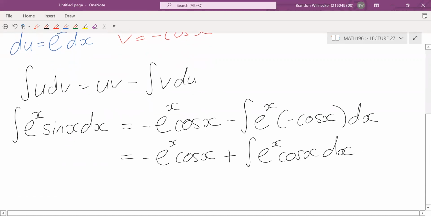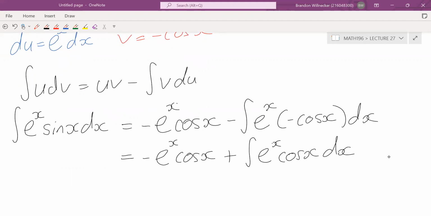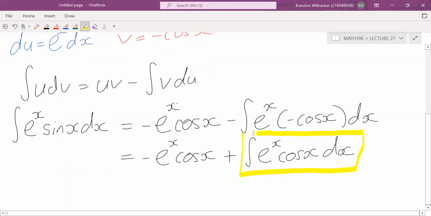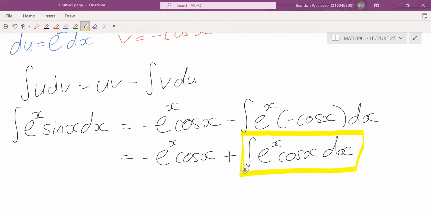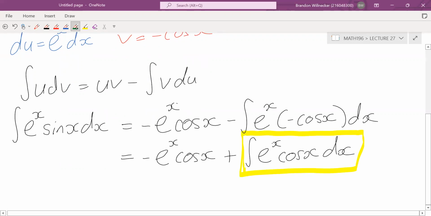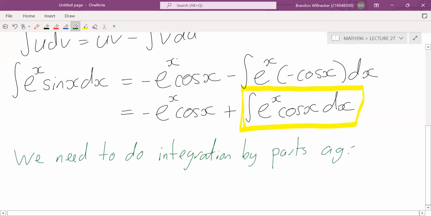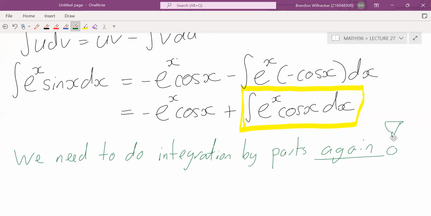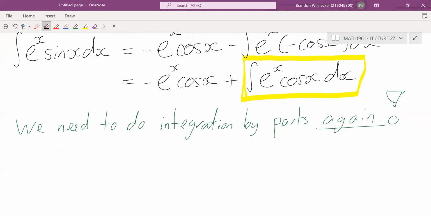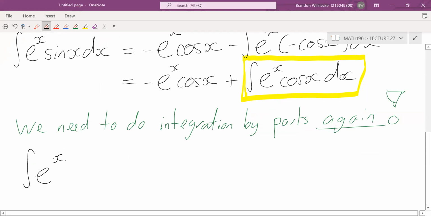Now we have a very similar problem to what we had last time. We've got this term over here where we need to do integration by parts a second time. So let's make a little note: we need to do integration by parts again, because of this term that I put in a box. So let's do that. We need to find the integral of e to the x cos x dx.